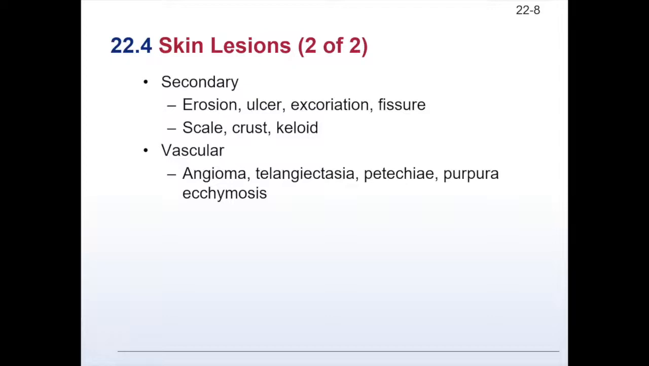Vascular lesions. Vascular lesions are anomalies of blood vessels and include telangiectasias, which are small dilated blood vessels on the skin surface, and ecchymosis, commonly called bruises. Some other vascular lesions include angioma and purpura.